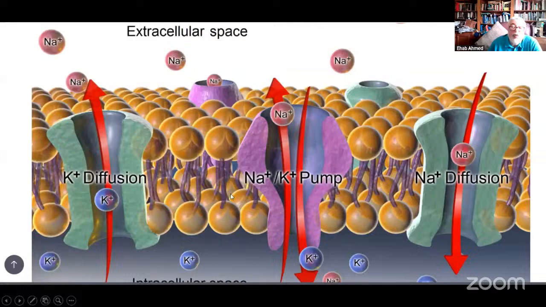And this is how we know that sodium is an extracellular element and potassium is an intracellular one. And to go back and forth, there should be a pump requiring energy called the sodium-potassium pump.